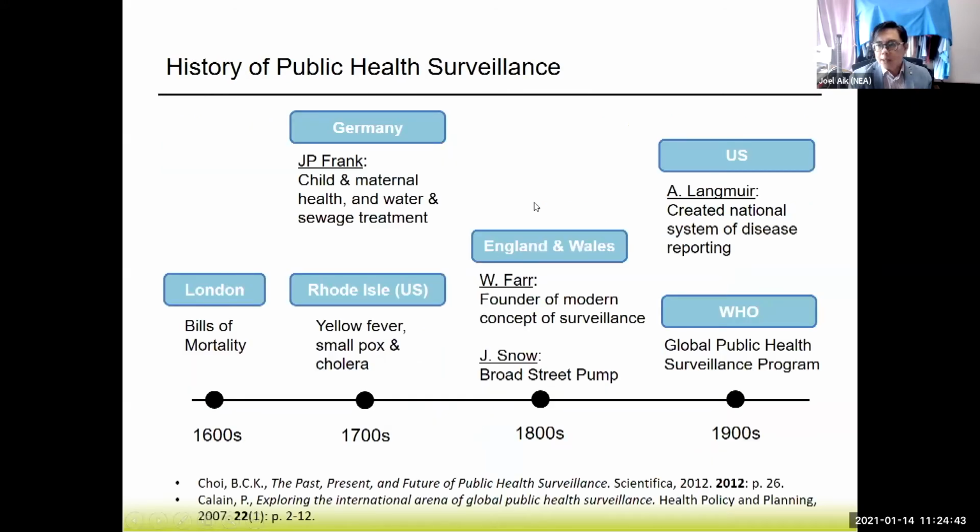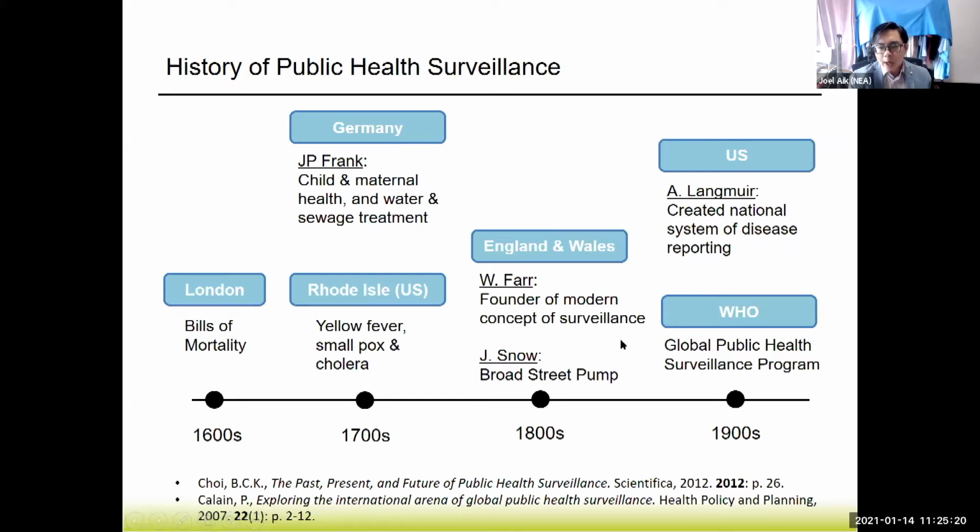Now, public health surveillance isn't something that's new. It's a concept that was introduced many, many years ago. So, for example, in London, they had bills of mortality where they recorded the causes of death. And then in Germany, the surveillance system was put up to assess what were the impacts of water and sewage treatment on child and maternal health. Then in the US, in the 1700s, there was a surveillance system put up because there was increased infections for yellow fever, smallpox, and cholera.